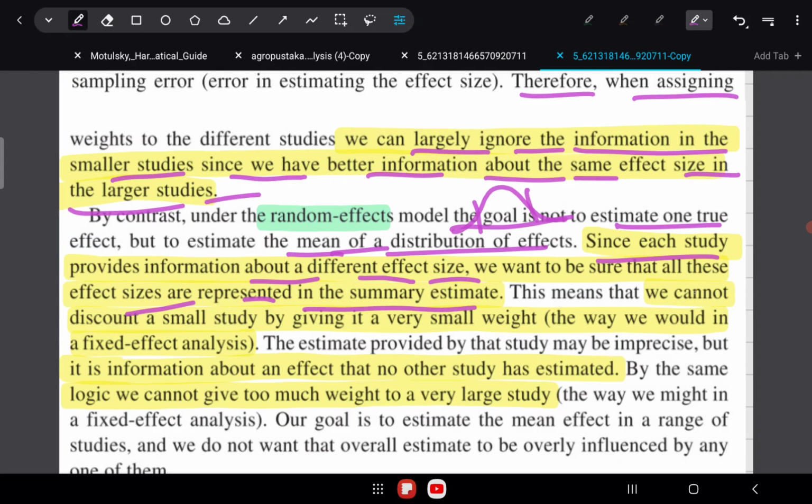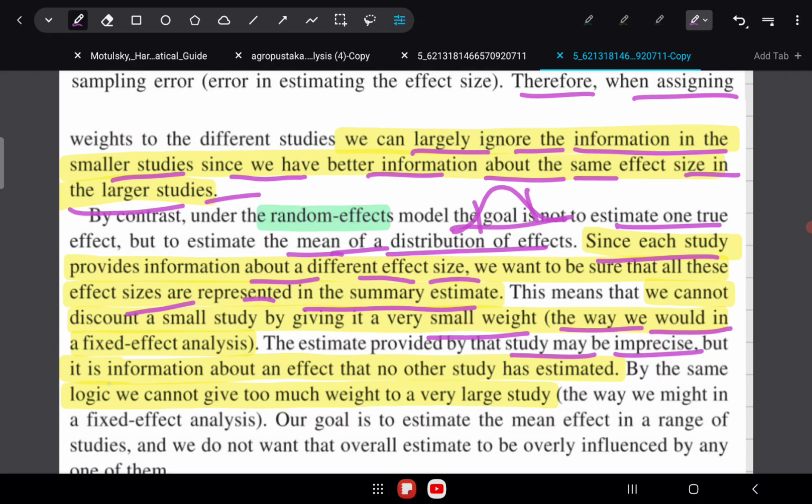It means that we cannot just discount a small study by giving it a very small weight, the way we did in fixed effect modeling. The estimate provided by that study may be imprecise. Of course, the sampling error is always there. Even in random effect modeling, we expect that smaller studies will be less precise than larger studies. But still, relatively speaking, smaller studies are more important in random effect modeling as compared to fixed effect modeling.